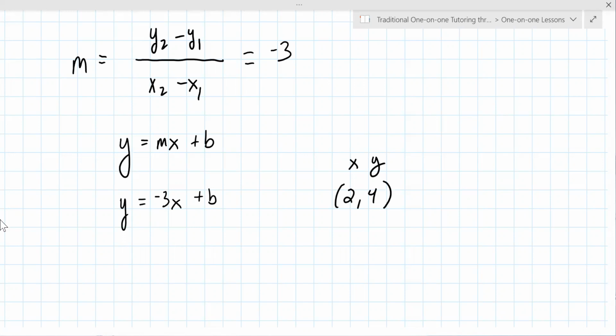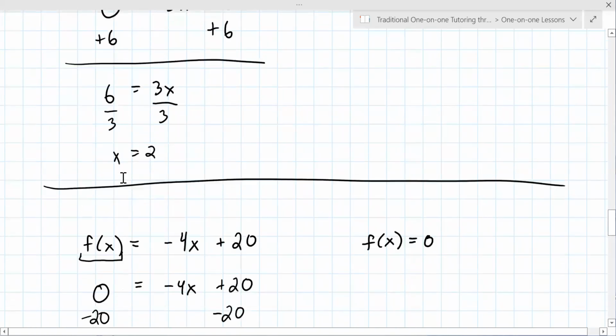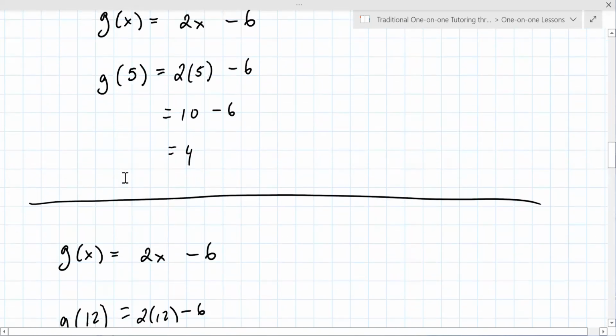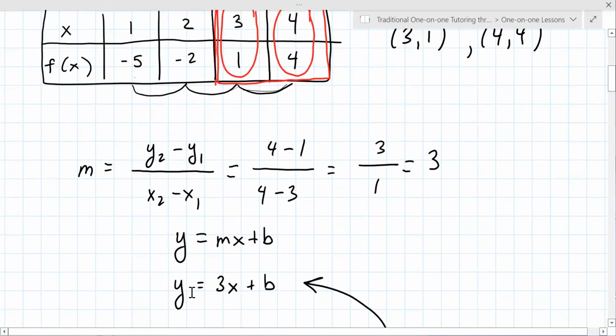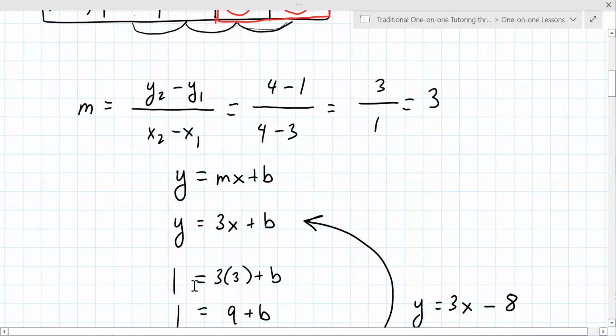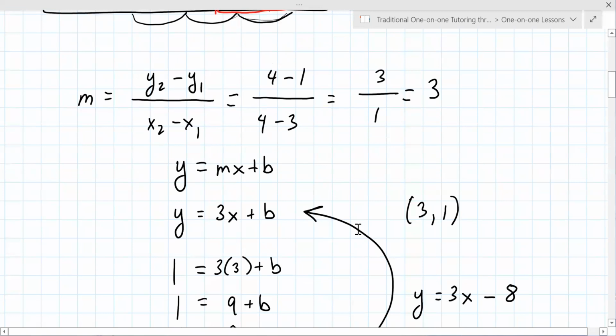Let's go back and look at what we did in a previous problem here. Yeah, it's lagging. So here is a previous problem. We wrote y equals 3x plus b. And we used the coordinates 3, 1. What did we do with the 3? Where is the 3 now? You should multiply. You put it in for x. What about the y? You put in for y and then you solve for b.